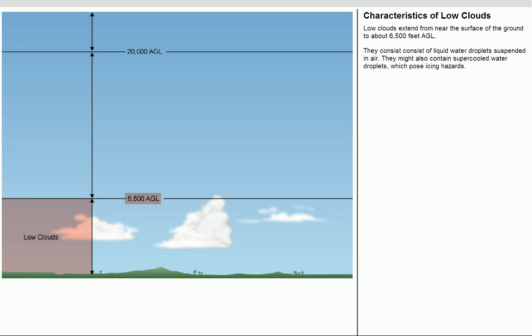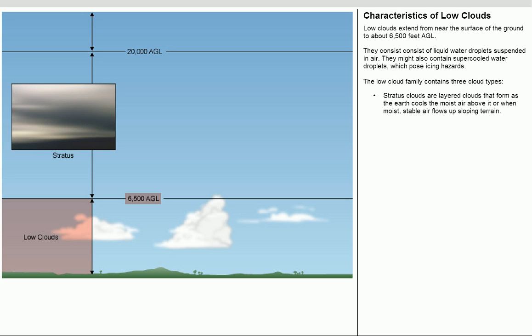Low clouds form in moist air. They range in color from white to black. Low clouds extend from near the surface of the ground to about 6,500 feet AGL. Low clouds usually consist of liquid water droplets suspended in air. They might also contain supercooled water droplets, which pose icing hazards for aircraft. The low cloud family contains three cloud types.